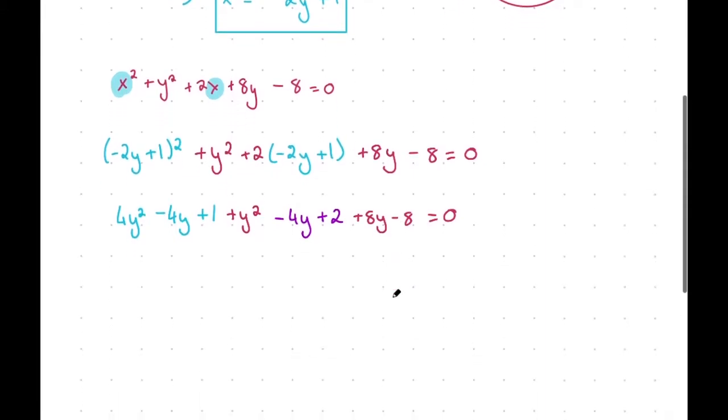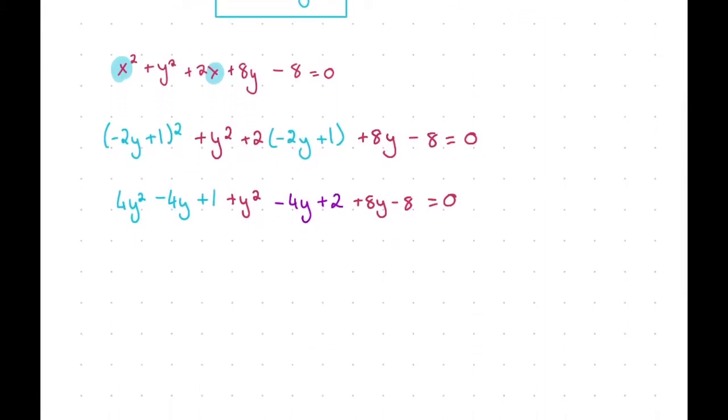So now what I'm going to do is tidy it up where possible. So I'm going to have 4y squared plus y squared. Well, that tidies up to give me 5y squared. Then I'm going to have minus 4y minus 4y is minus 8y plus another 8y, which is going to give me 0. So all of those actually add up to give me 0. And then what I'm left with is plus 1 plus 2, which is 3. And then minus 8, so that's going to give me minus 5 is equal to 0.